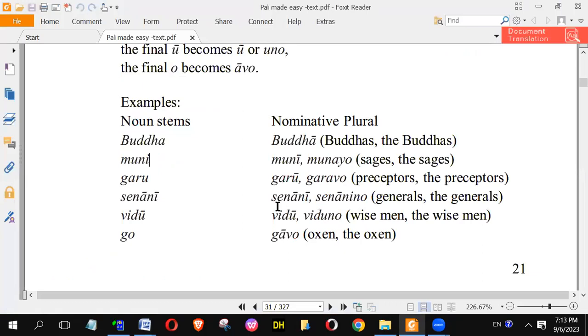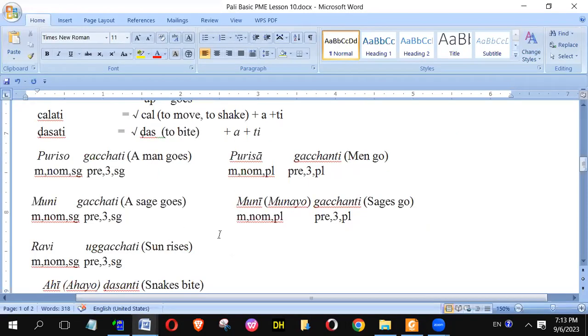So you remember this one? I becomes long I and then yo, ayo. So here Ravi becomes Ravayo, okay? Ayo. And then Ugachanti, NTI, all right? Yeah. So how do you translate it in English? Sun rise, singular, plural. Plural, sun rise. Yeah. Okay.